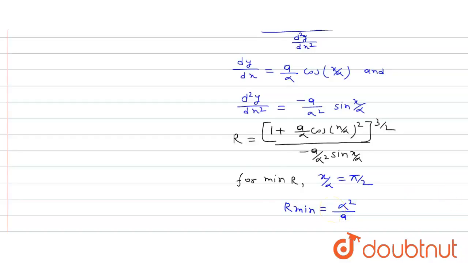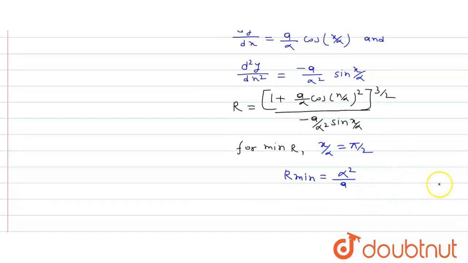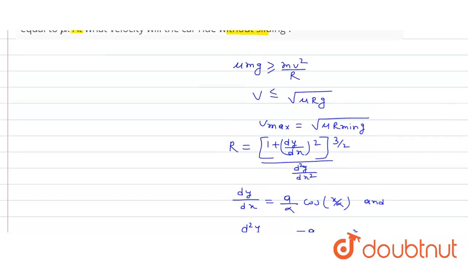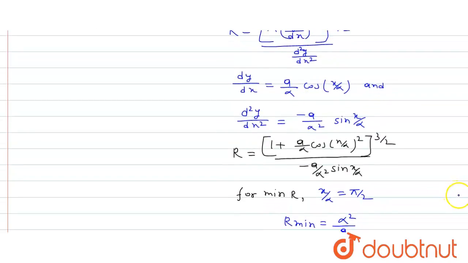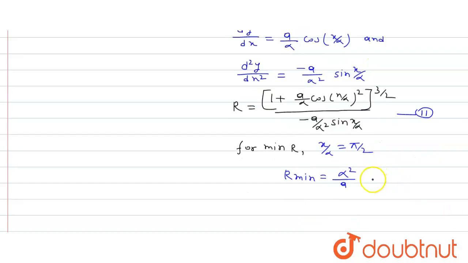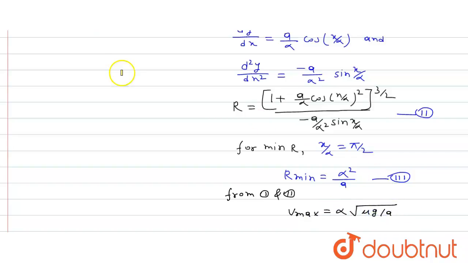Let's assume this is equation first, this is equation second, and this is equation third. Now from equations 1 and 2, v max is equal to alpha into the square root of mu g by a. So this will be our answer: alpha into the square root of mu g by a.